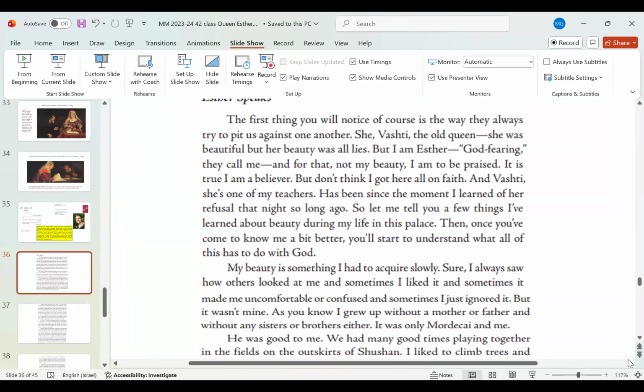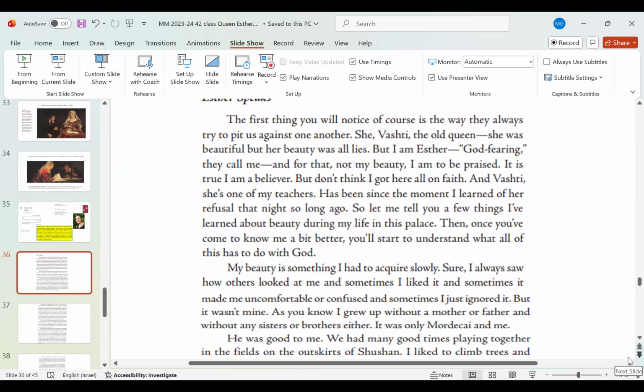Okay, Esther speaks. The first thing you will notice, of course, is the way that they always try to pit us against one another. She, Vashti, the old queen, she was beautiful, but her beauty was all lies. But I am Esther, God-fearing, they call me. And for that, not my beauty, I am to be praised. It is true I am a believer. But don't think I got here all on faith. And Vashti, she's one of my teachers. Has been since the moment I learned of her refusal that night so long ago. So let me tell you a few things I've learned about beauty during my life in this palace.